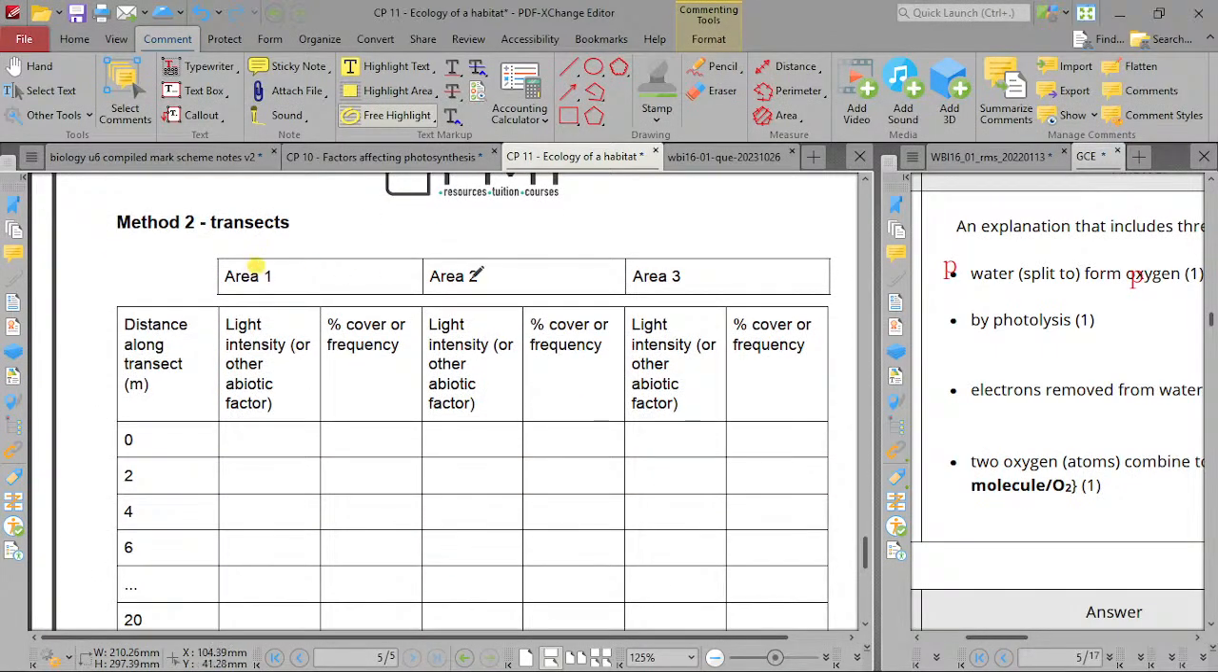Here we have area 1, area 2, and area 3, where we're going to place the 20-meter belt, and from meter 0 to every 2 meters, we're going to be placing a quadrat and calculating the species, the percentage cover, as well as measuring the abiotic factor. So if it's light intensity, we would be measuring using a light sensor. And so you can see 0, 2, 4, 6 all the way to 20. So in total you'll have 10 for Area 1, Area 2, and Area 3. So we have light intensity, which is the abiotic factor. And then the second thing that we're measuring is percentage cover frequency.